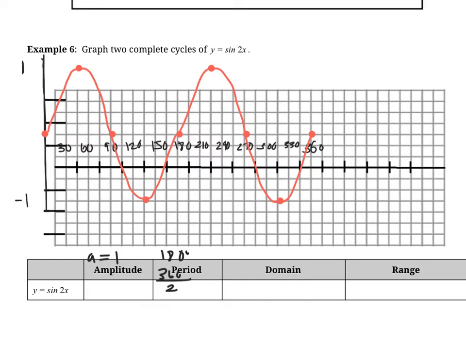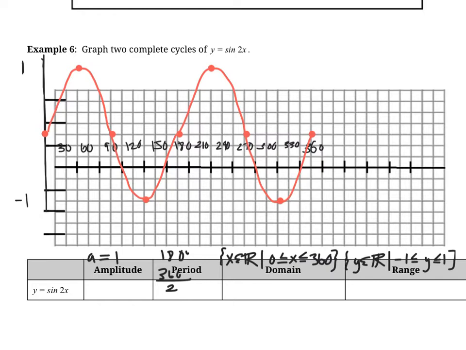So now we can add in our domain and range. Just of these 2 cycles, x is an element of R, but we know that x has to stay in between 0 and 360, and that's 2 cycles. And our range has not changed. So our range, y is an element of R, such that the highest value is 1 and the smallest value is -1. So y is the same between 1 and -1.